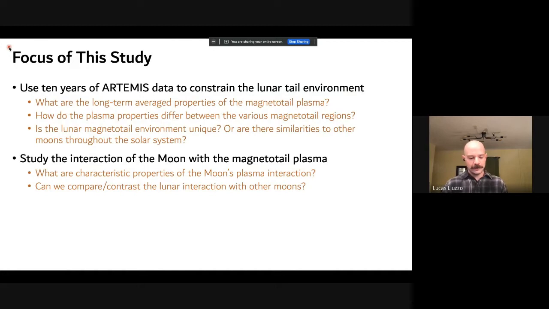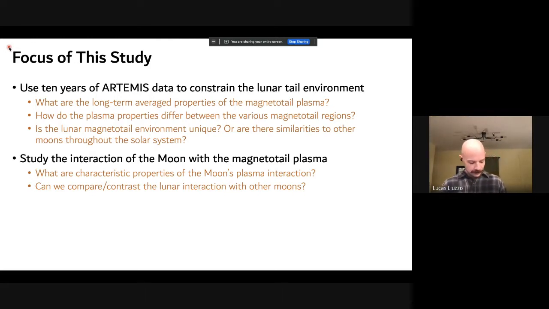So the focus of my study is to take this 10-year data set from Artemis to better understand the moon when it's exposed to that Magnetotail environment of Earth's magnetosphere. Specifically, we can use this vast data set over 10 years to understand the long-term properties of what that Magnetotail plasma looks like, and how these different regions of the Earth's magnetosphere, just to first order, the magnetosheath, the Magnetotail lobes, and the Magnetotail plasma sheet, how the plasma varies between these different regions.